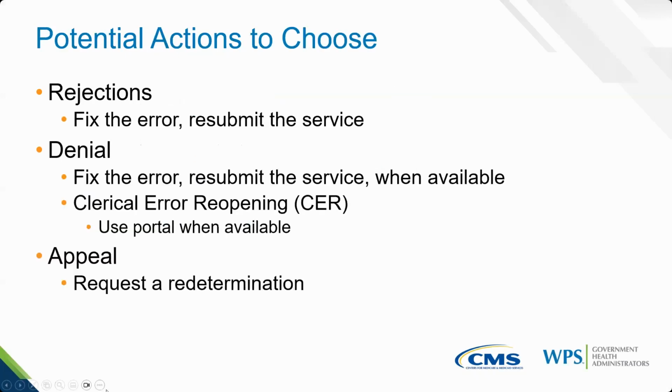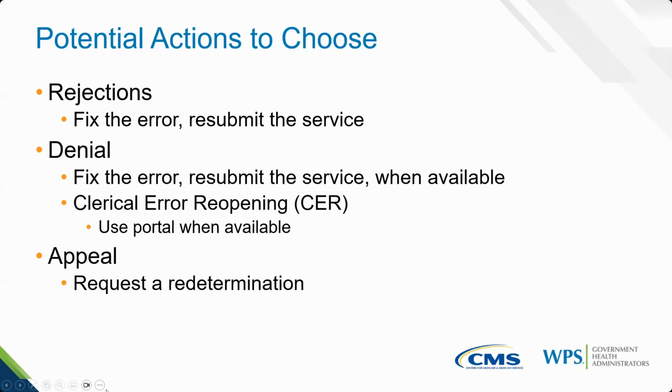All right. There are potential actions that you need to choose from depending on whether your claim is rejected or denied. Very different, as I mentioned. After reviewing your RA, you're going to need to choose your action. So for an unprocessable claim, or one that we call rejected, you're going to need to fix the error and resubmit that claim to Medicare.